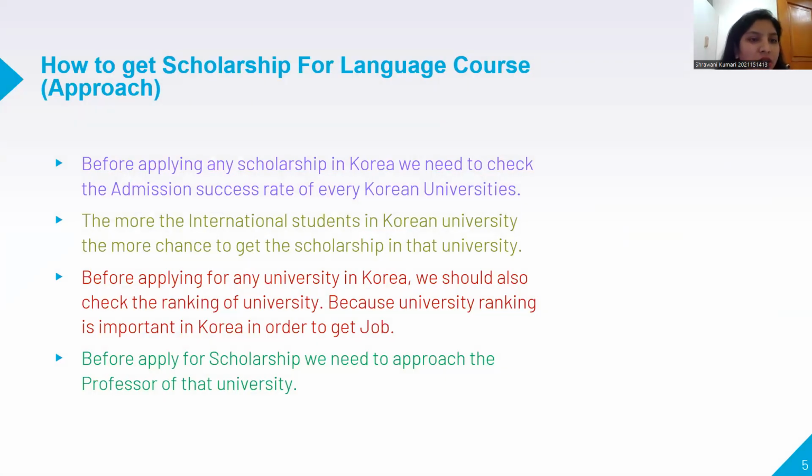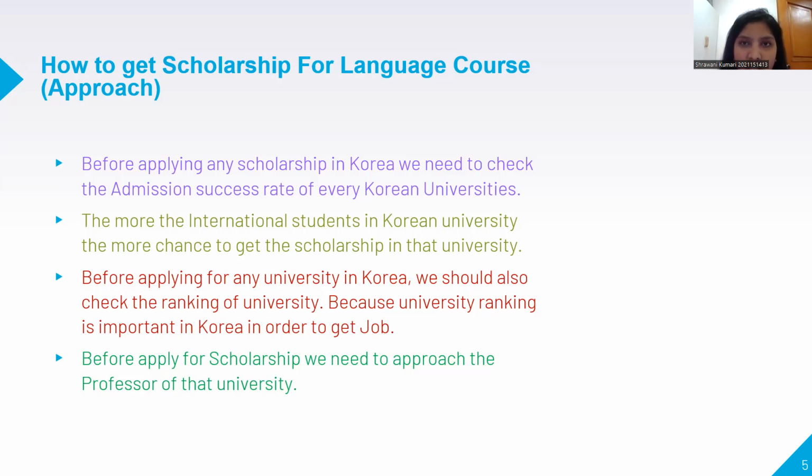The third slide is about how to get scholarship for language course and approach. So before applying for any scholarship in Korea, we need to check the admission success rate of every Korean university. For example, in my case, when I applied for GKS, at that time I checked the admission success rate of every Korean university which is located in Seoul, because I wanted to study in Seoul only. That's why I checked the admission success rate of every university which is located in Seoul.